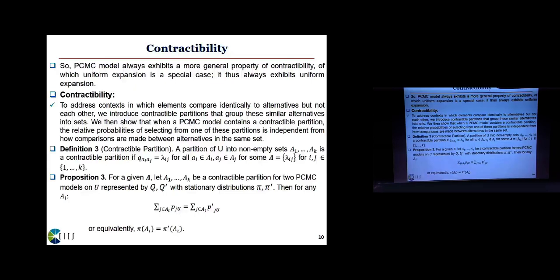I want to bring in Proposition 3. For a given gamma, which is the lambda ij, let A1 to AK be a contractible partition for two PCMC models on U, represented by Q and Q prime, with stationary distributions pi and pi prime. Then for any Ai, we have this expression, or equivalently, we say that pi Ai is equal to pi prime Ai.